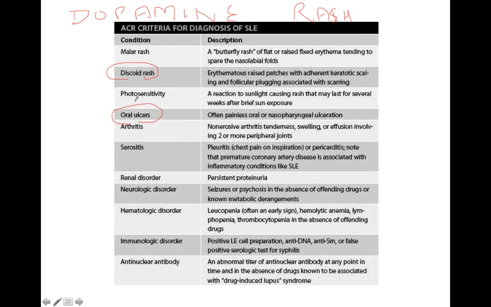P for photosensitivity. Okay. A for arthritis. This arthritis of SLE is migratory arthritis. It is non-erosive. Means in case of rheumatoid arthritis, we had erosive arthritis, means there was significant damage to the cartilage. In case of SLE, it is non-erosive. So this ACR is the American College of Rheumatology. Okay.